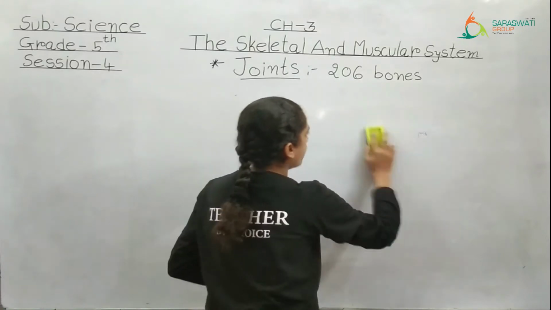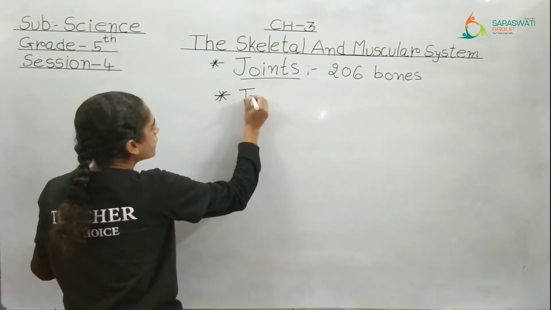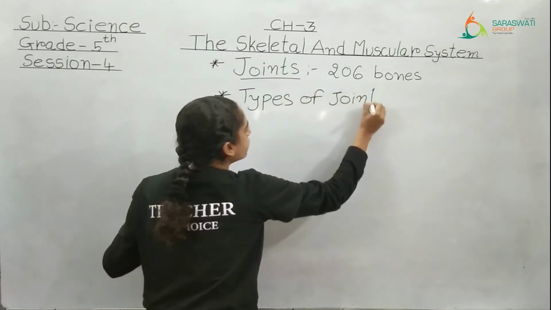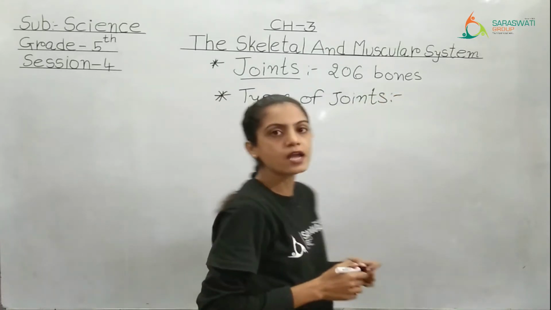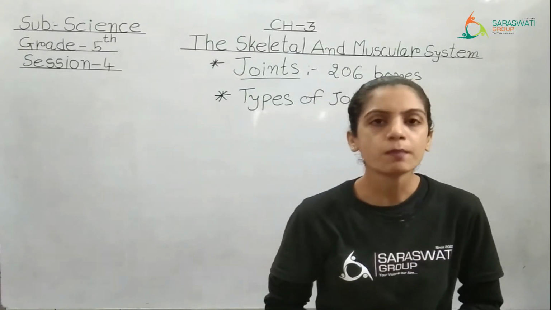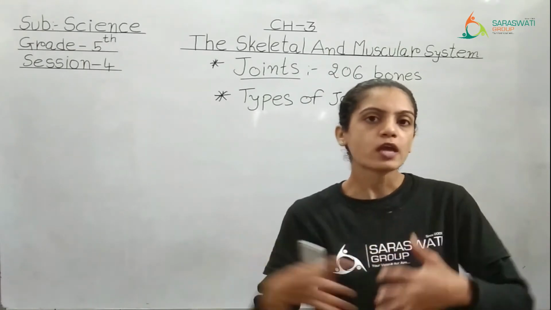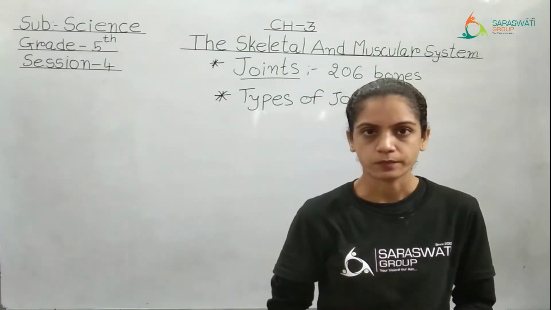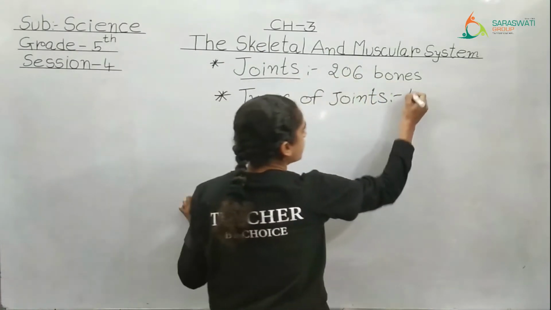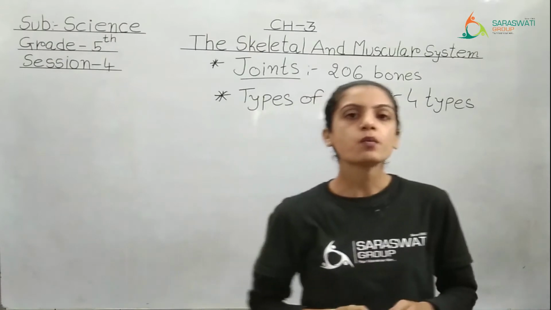There are many types of joints present in our body, but according to your grade, we are going to study only four types of joints. It will be easier for you to understand if you have a clear idea about movable and immovable. So, types of movable joints. We know that the skull is the only part with joints which cannot move, so other joints can be considered movable joints. There are four types of movable joints in our body. So one by one we will see.